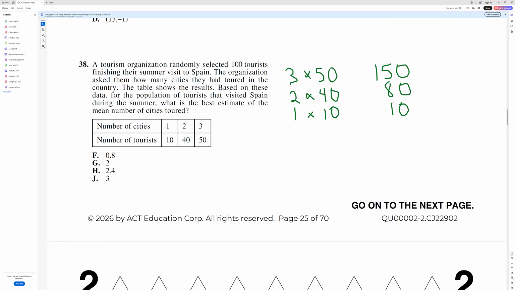And cities 3 and 2 is 1 and 1. Let me see. So 150 and 80 and 10. This is the number of cities. We don't know because it's 150 that they say 3. So let's add this up. That's equal to 240.